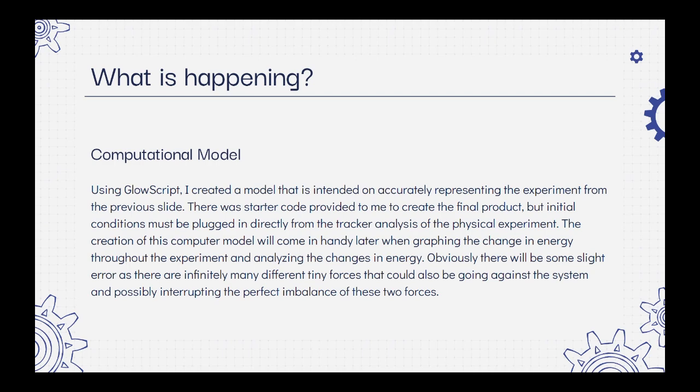on the previous slide. There was starter code provided to me, but the initial conditions were plugged directly in from the tracker analysis of the physical experiment, and the creation of the computer model will come in handy when graphing the energy, as I said before. Obviously, there will be some slight errors, though, as there are infinitely many tiny forces that could be going against the system and possibly interrupting the perfect imbalance of the two forces, the gravity and the spring.